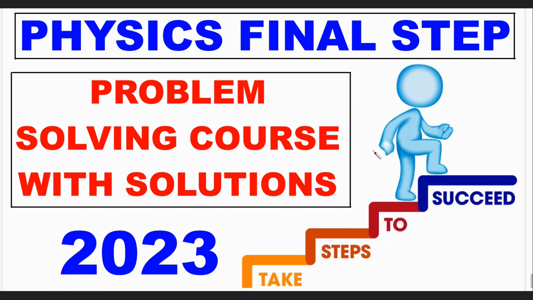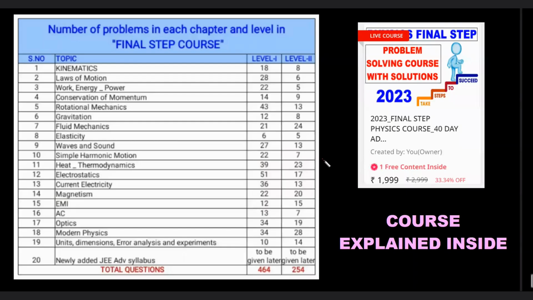So, with whatever energy that is left, because this is very important for 2023, I will try my best to explain what this course's features are, what this problem solving course with detailed solutions means, and what is this 40-day plan that I have prepared. To cut the long story short, this is the outline of the problem solving course, where the entire physics syllabus has been divided into 20 chapters, the 20th part being the newly added JEE Advanced syllabus, which is added this year. I've already launched a separate course for this.